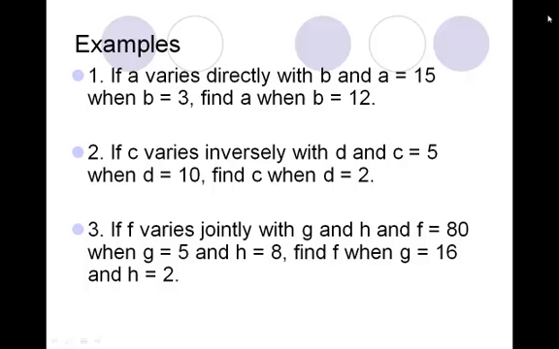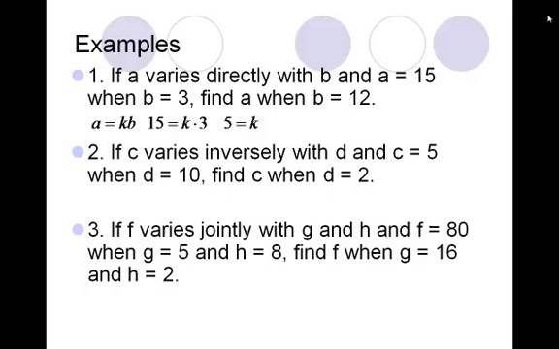Here's our first example. A varies directly with b. Okay, let's stop right there. A varies directly with b. So our formula is a equals kb. That's the direct variation formula using an a and a b. Now it says a is 15 when b is 3. So stop right there and let's put that in. A is 15 when b is 3. Now we want to stop and solve for k because we can do that. When we do, we get k is 5.